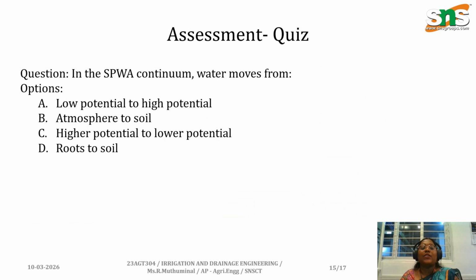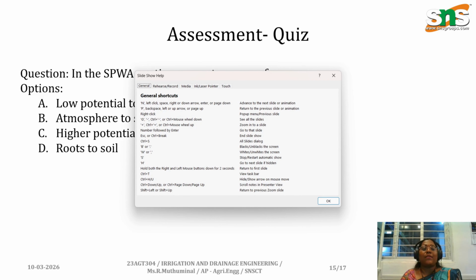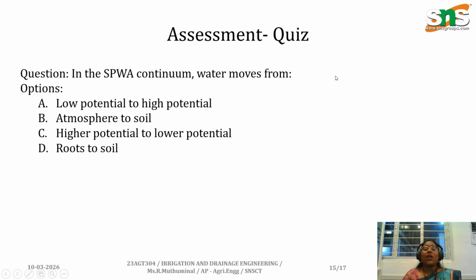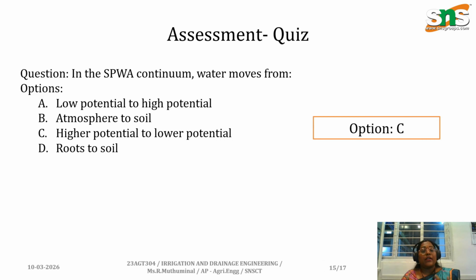So today's assessment question is, in the SWPA continuum, where does the water move from? Options are: low potential to high potential, atmosphere to soil, higher potential to lower potential, and roots to the soil. As we know, the answer is option C, because water in the continuum will always move from higher potential to lower potential, as I have stated, from soil to the atmosphere.